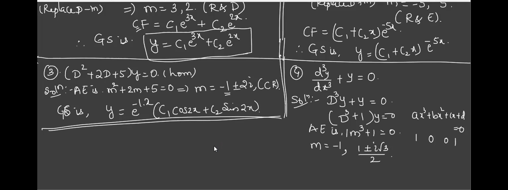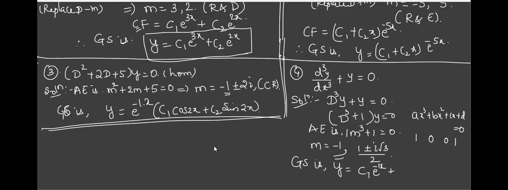Yeah, tell me which type of root is the first one. Minus 1. Real or complex? Real. So how should we write? I'll write directly the general solution. How to write for minus 1? It's real and different. C1 e to the power minus x. Okay, or minus 1x, your choice.